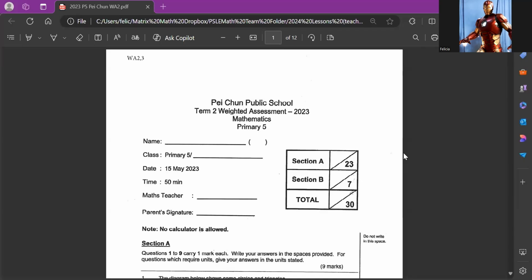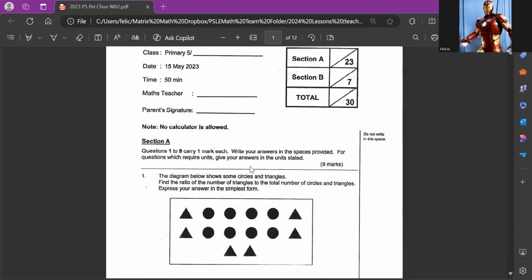Hi all. So I'll be going through this P5 2023 Pei Chun paper, which is a term 2 weighted assessment. Okay, so let's begin. Just take note that no calculator is allowed as per the instructions here.